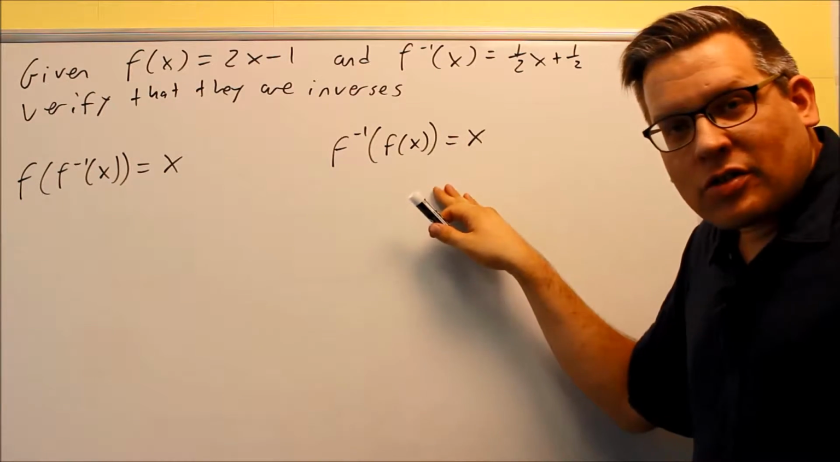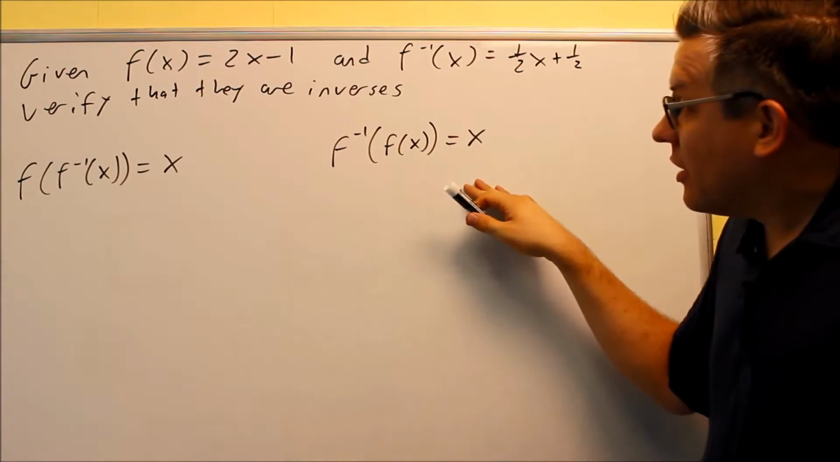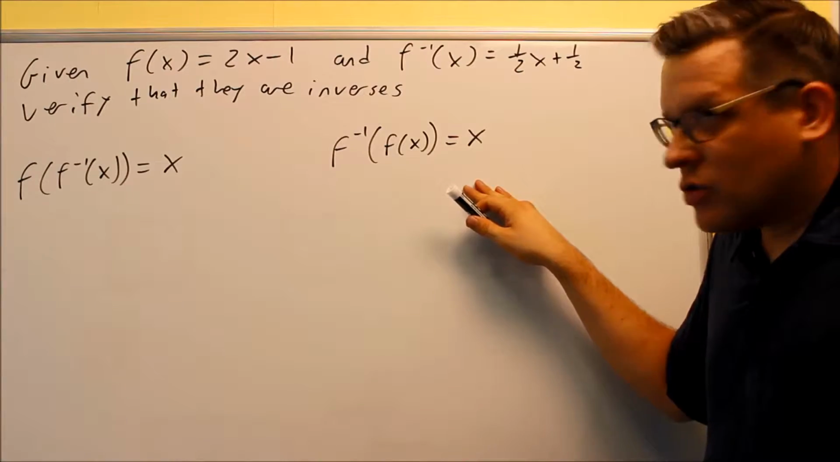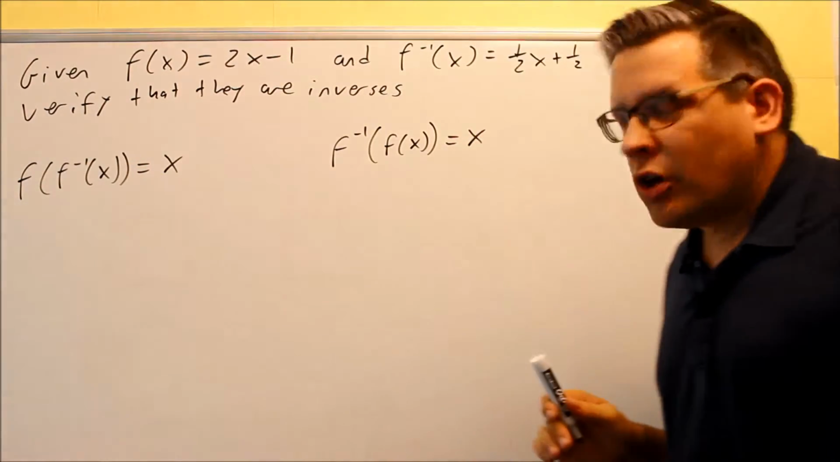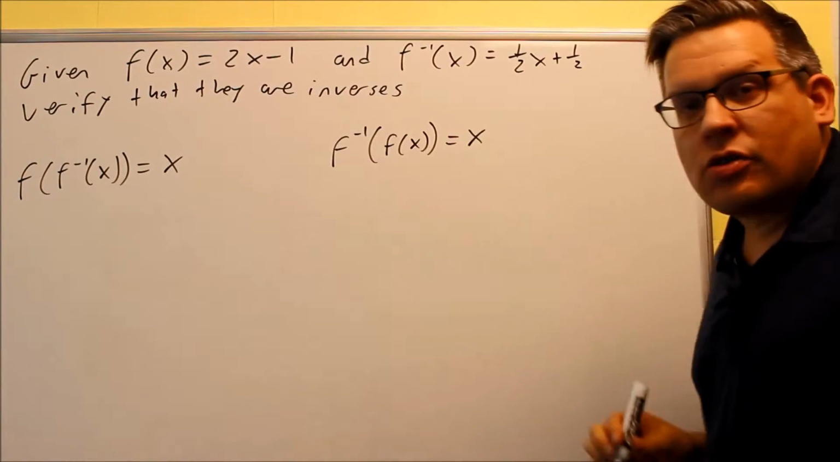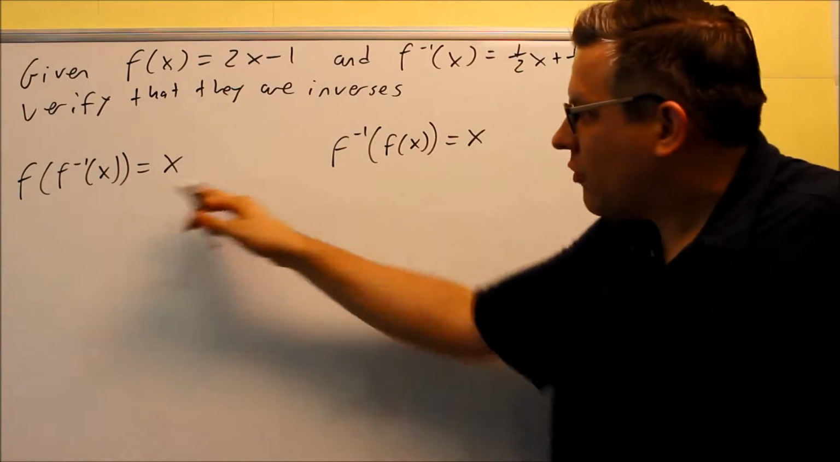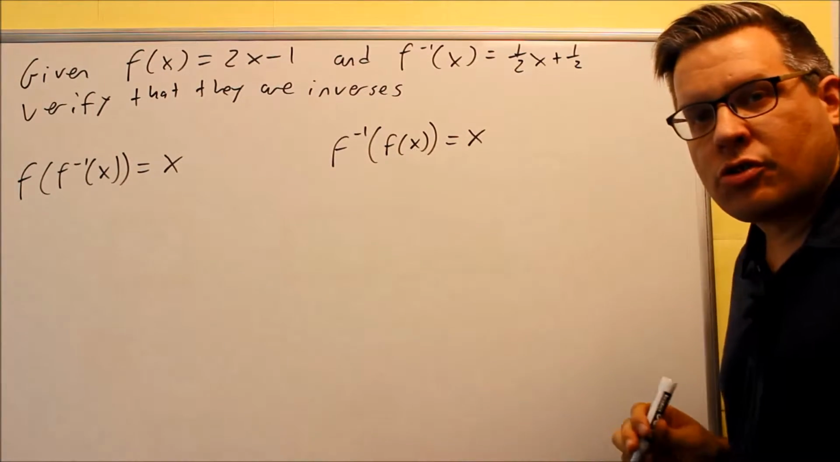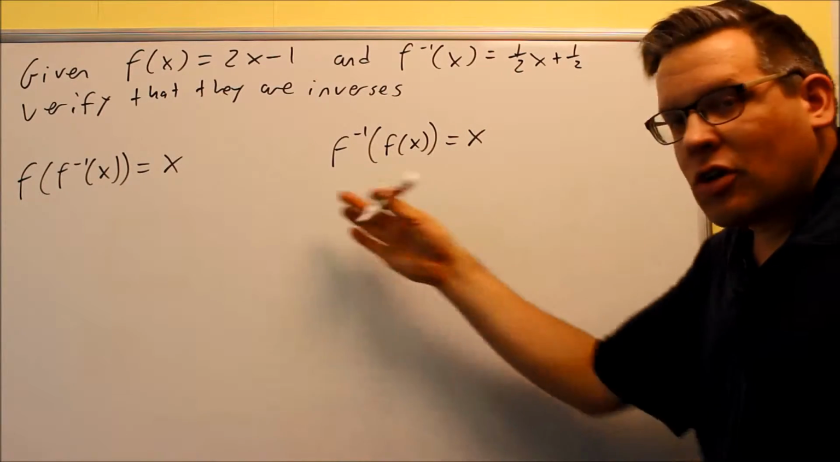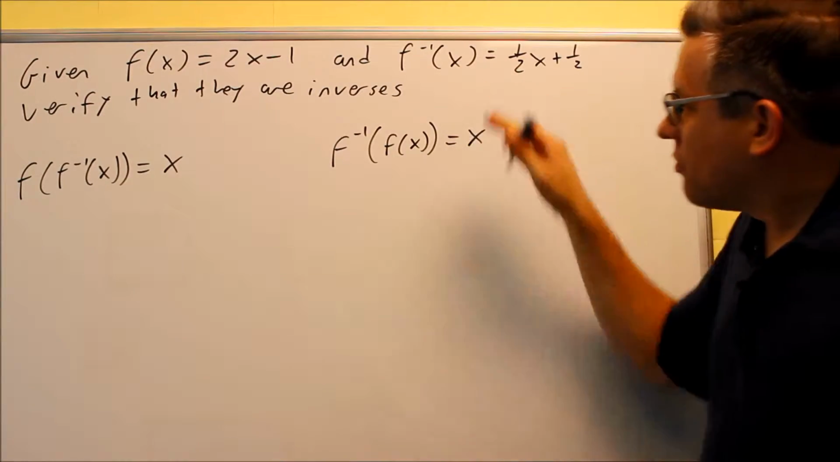Recall from pre-calculus that this is how you verify that these two functions are inverses. You're going to do composition functions, so we're putting the inverse into the original one, and the original one we're going to put into the inverse. When you simplify all that, you should get x, and you have to show both of these are going to be true in order to verify it. So let's go into that with these two examples.